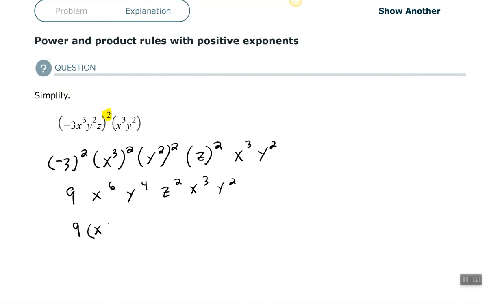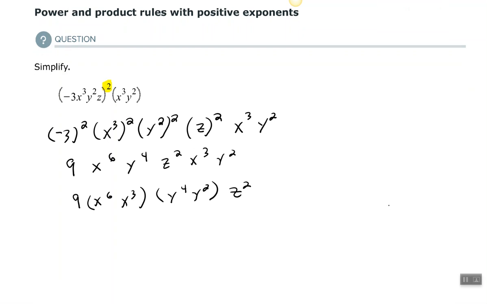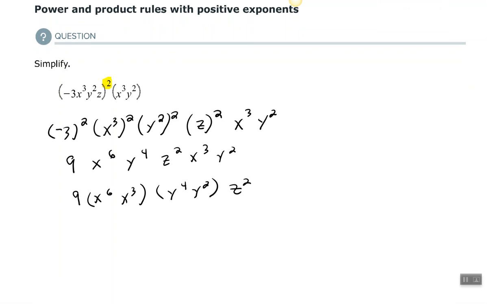So we have x to the sixth, x to the third, then we have y to the fourth, y squared. So we have x to the sixth and x to the third, and we have y to the fourth and y squared. And remember, when you're multiplying like bases, you add the exponents. So power to a power, you multiply the exponents. Multiplying like bases, two bases that are alike, you add the exponents to simplify.